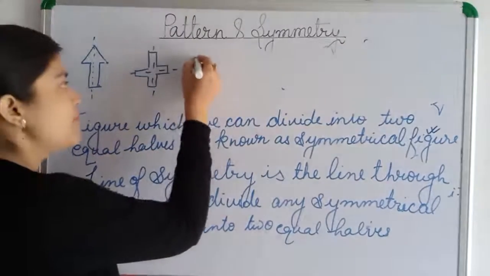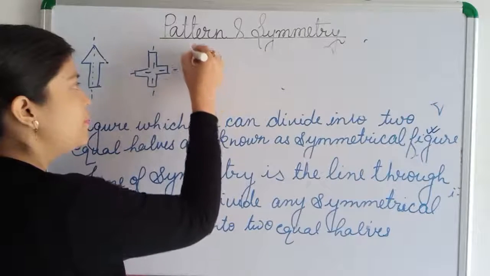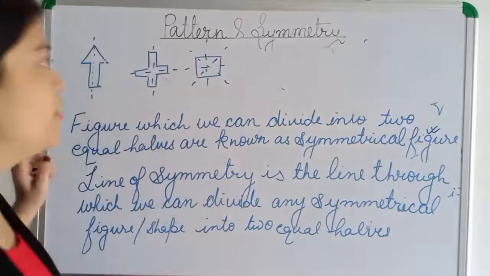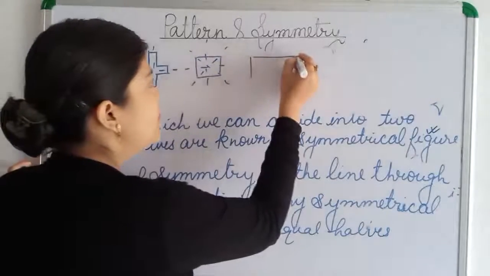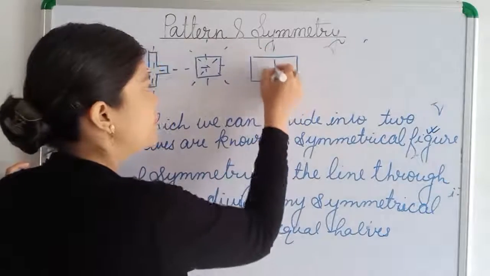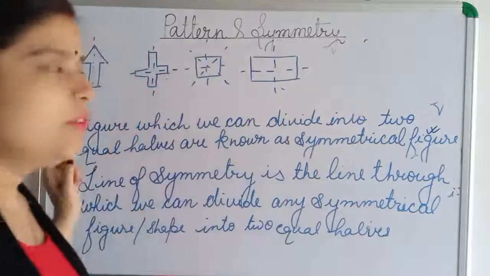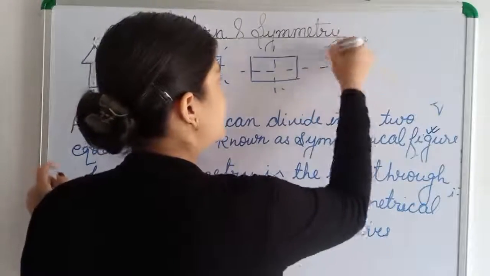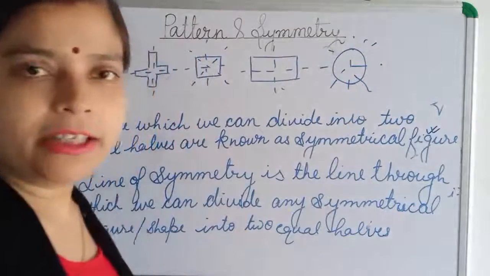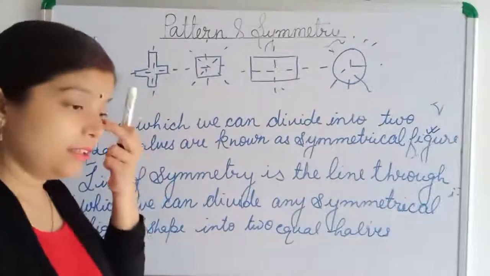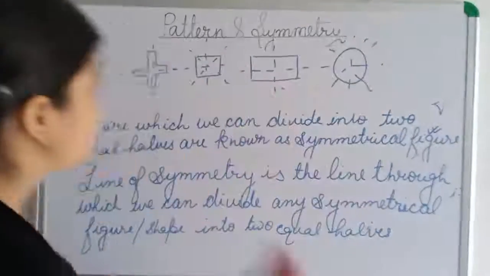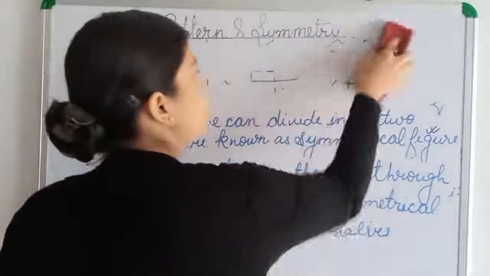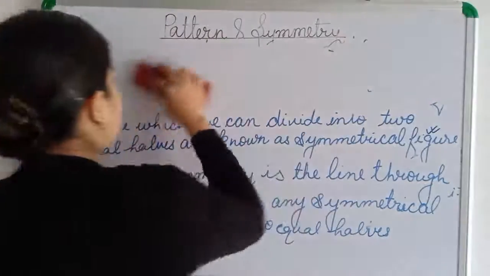Just now for the square we have seen we have 4 lines of symmetry, 1, 2, 3 and 4. For the rectangle we have only 2 lines of symmetry, 1 and 2. For the circle we have infinite lines of symmetry, from any direction we can divide it into 2 equal halves. Now we are talking about alphabets. You are writing A, B, C, D. There is also a line of symmetry.